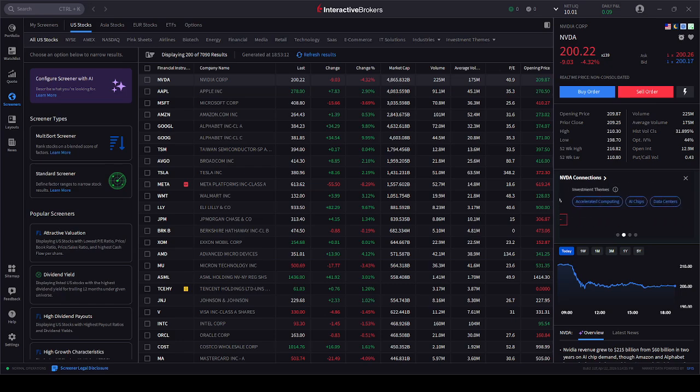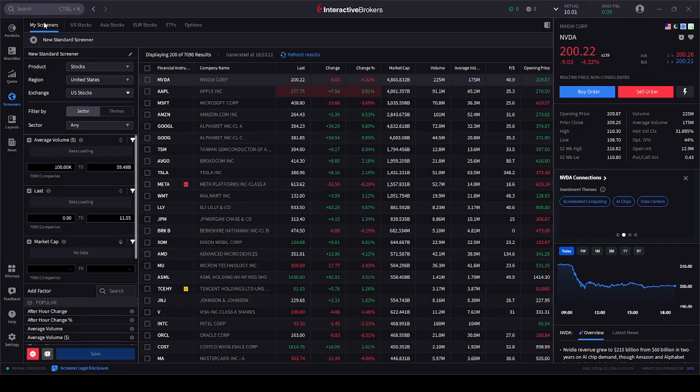To see the float on Interactive Brokers, first, log into your Interactive Brokers account. Make sure you are using the Trader Workstation platform, as it provides the tools needed for this process. Once you have logged in, navigate to the Market Data section. You can find it in the upper toolbar or by using the search feature.